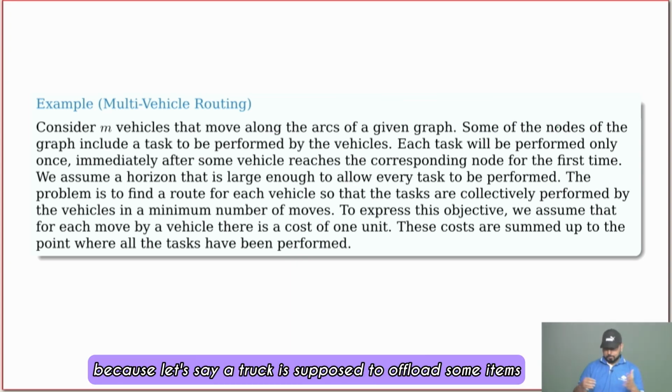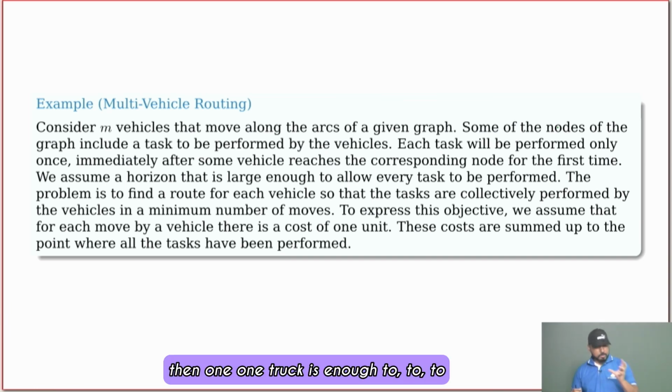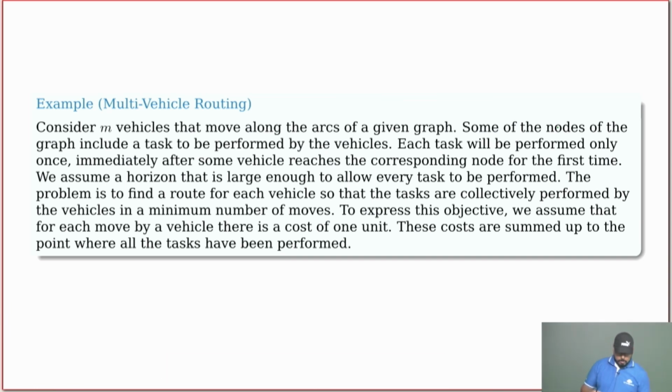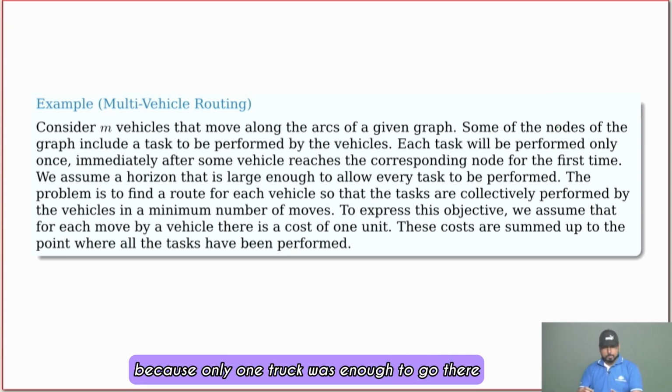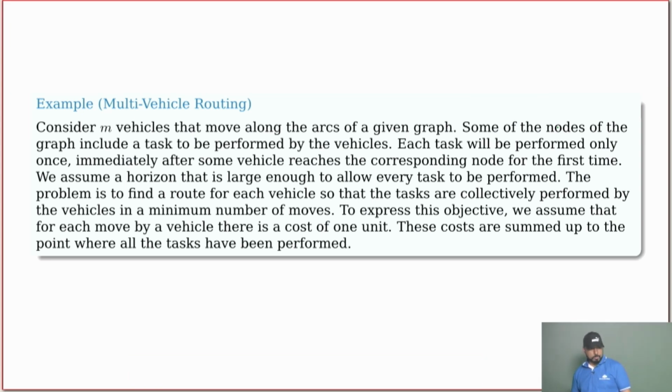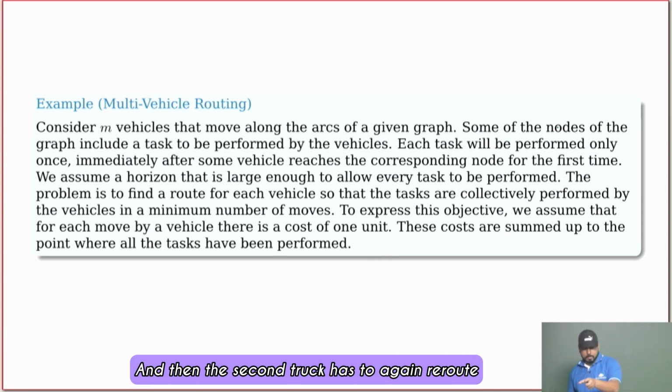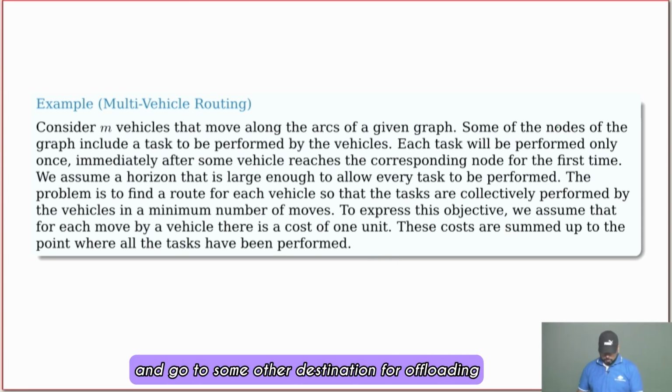because it will be a waste of time. Let's say a truck is supposed to offload some items, then one truck is enough to offload the item at one destination. So it should not be that they both arrive there, and it will be a waste because only one truck was enough to go there. So why should you send both there? And then the second truck has to again reroute and go to some other destinations for offloading. So these are the things we should take into mind.